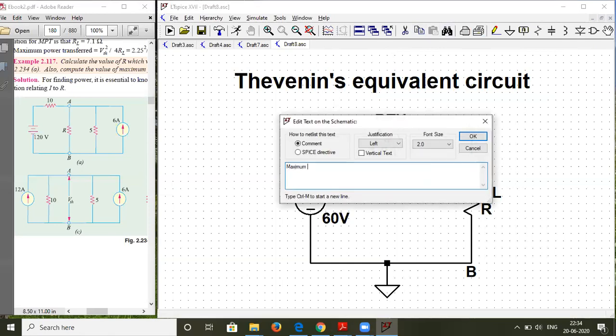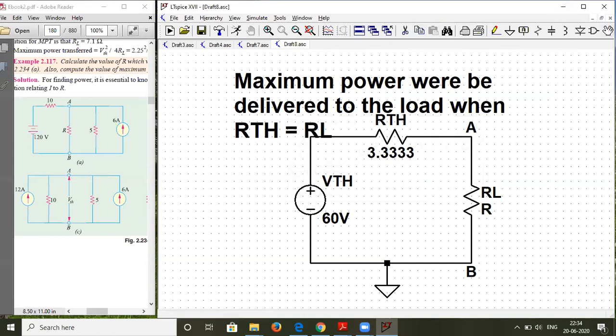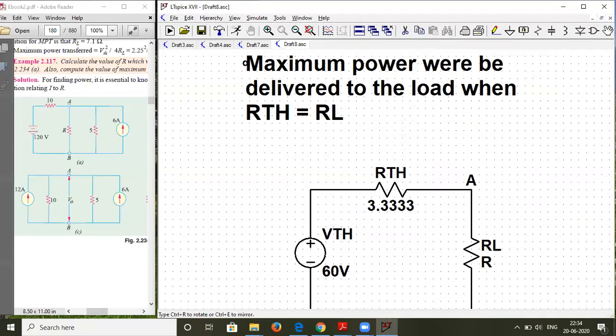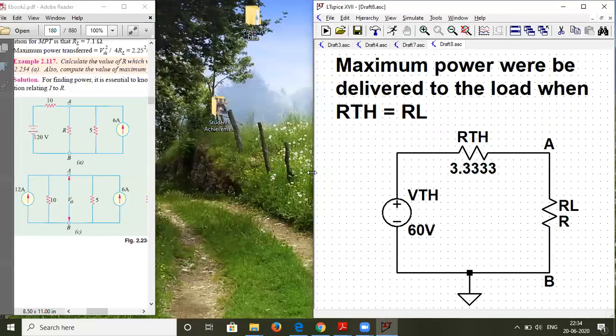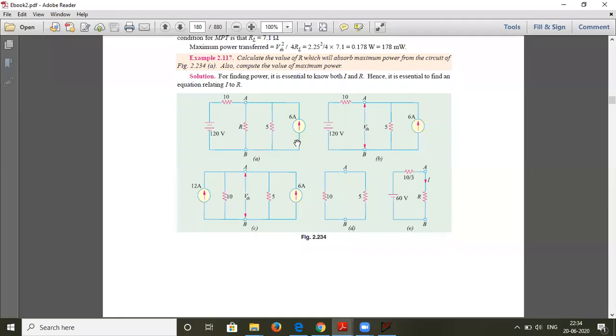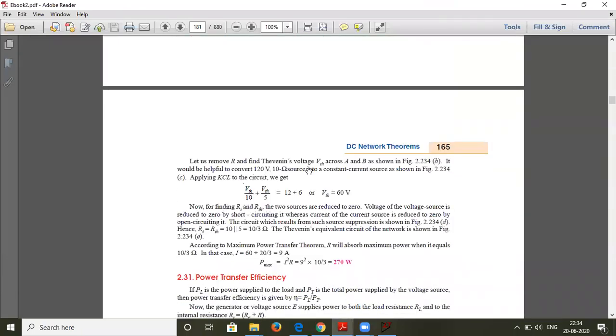Maximum power will be delivered to the load when RTH is equal to RL. So this is the scenario which we have over here. So the unknown value of RL is basically 3.33. So let us check this in the numerical. As per their calculation, the value is 10 by 3 ohm, which is equal to 3.33.